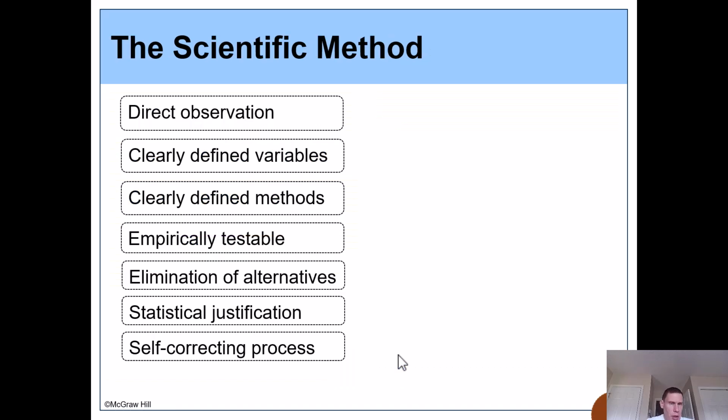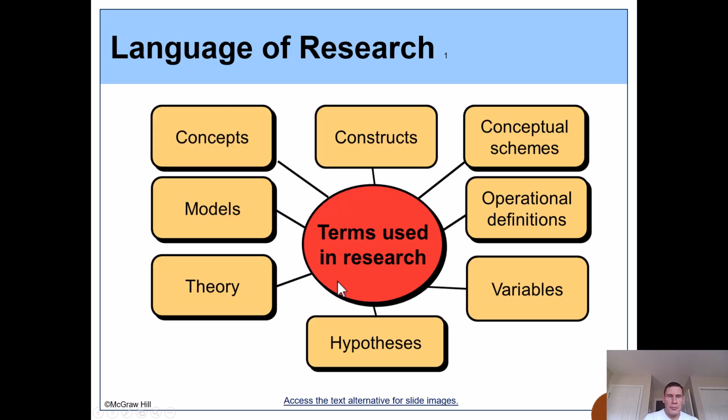The scientific method, as promulgated by the Arabs, some of the things you see here: direct observation, clearly defined variables. Think about the things in the study that can change, can vary. Clearly defined methods. That's important for what we call internal validity. Empirically testable, elimination of alternatives, statistical justification, and hopefully it's a self-correcting process. It may be an iterative process. It may repeat itself, but hopefully you are able to get to what you are wanting to find out.